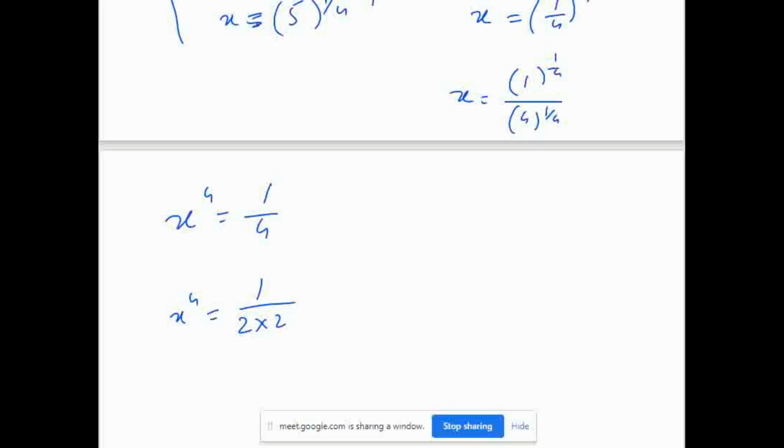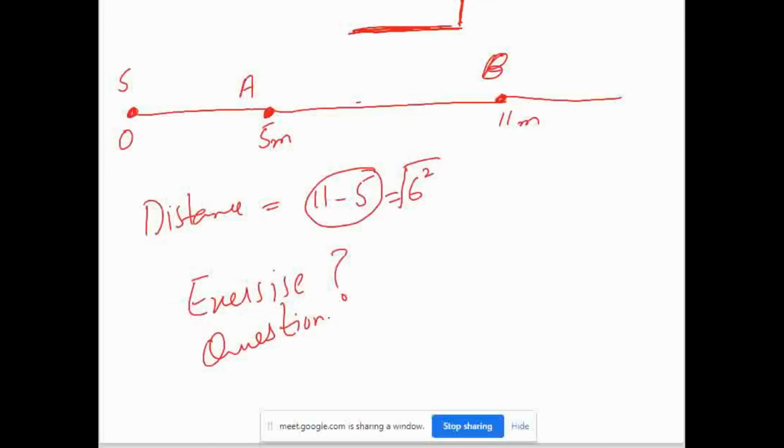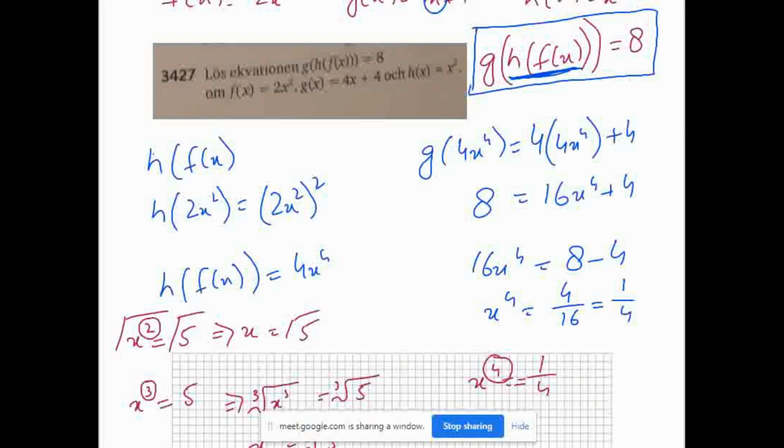Okay, what's the final answer in the book? x is equal to what? 1 by square root of 2. This is the answer. Okay, fine. Let's see the working over there.